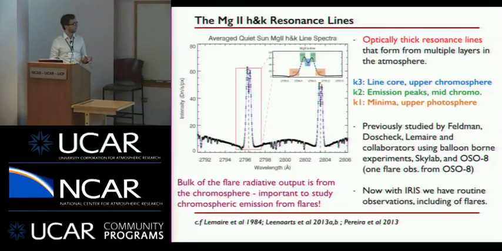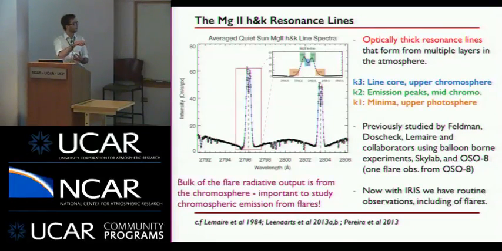So I'll only say briefly, we're interested in this because it's a very strong chromospheric line. The bulk of the radiative output from a flare is from the chromosphere, so it's essential that we can build up diagnostics of chromospheric emissions. And one of the strongest lines from IRIS is this magnesium emission. It's an optically thick resonance line. That means it forms in multiple layers of the atmosphere.